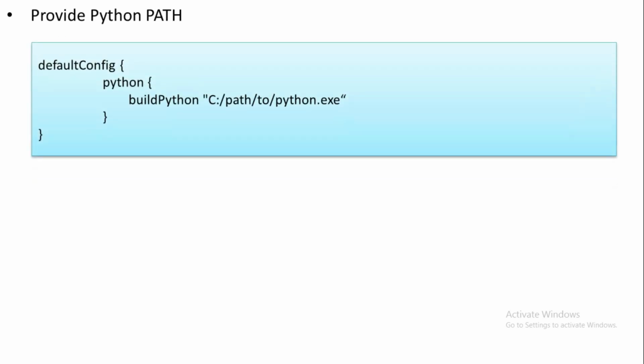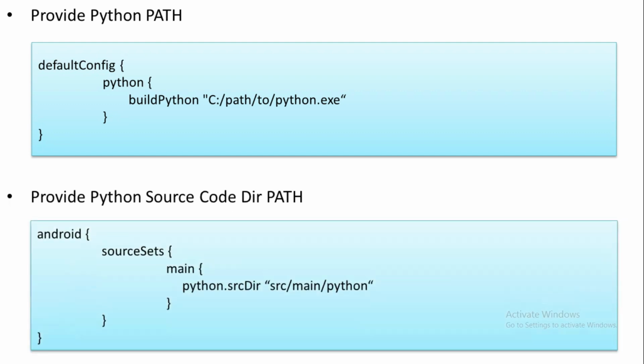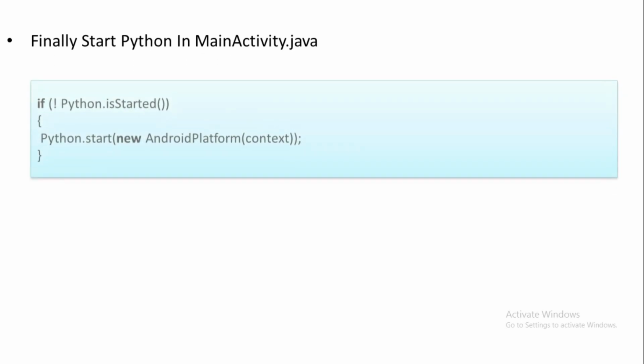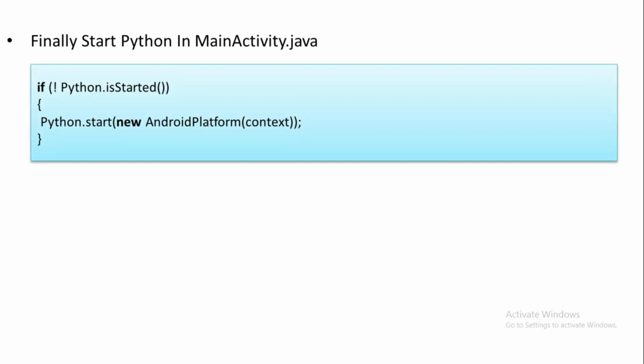Now, provide the Python path to build Python. Make sure you give the correct python.exe path, otherwise Chaquopy will not work. After that, you need to create a Python folder inside the Android project main folder, that is src/main/python. Finally, to start Python, add this code in the MainActivity.java file.